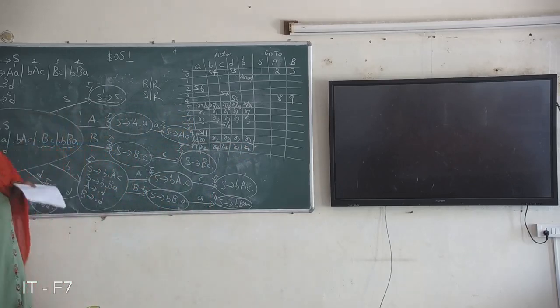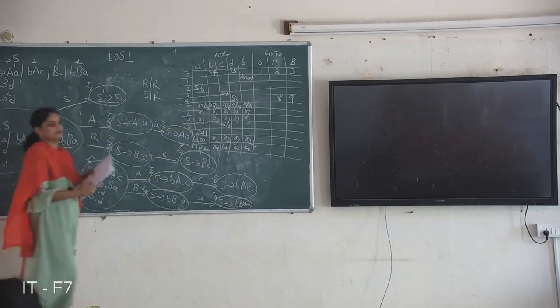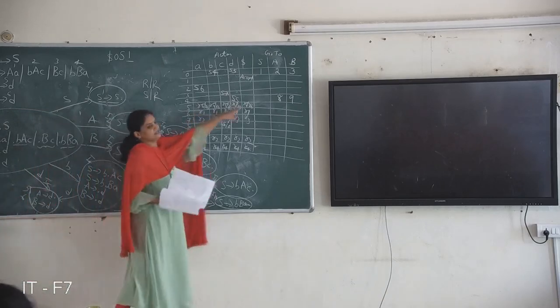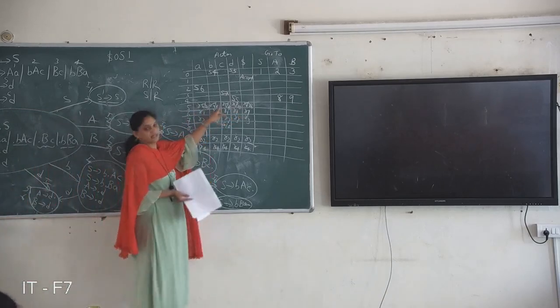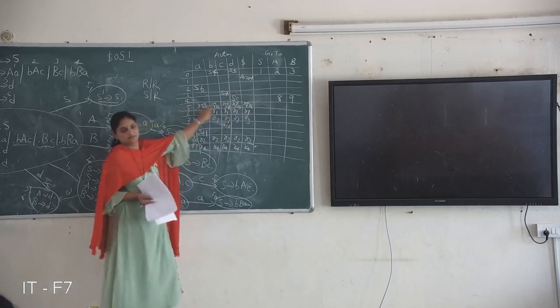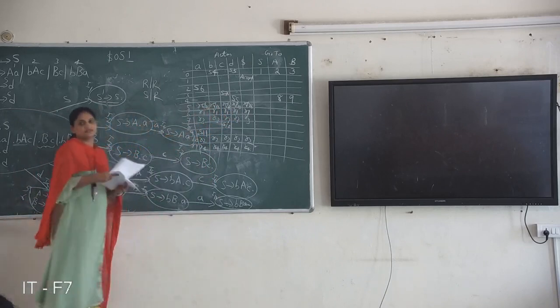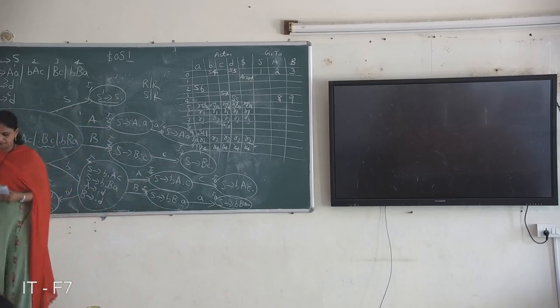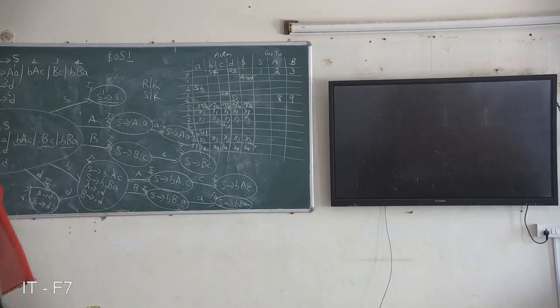So this is the LR(0) parser table, but this table contains multiple entries. So we are getting a conflict, a reduce conflict. Okay, so it is not an LR(0) parser. This grammar is not an LR(0) grammar.